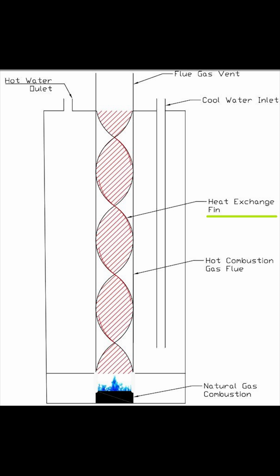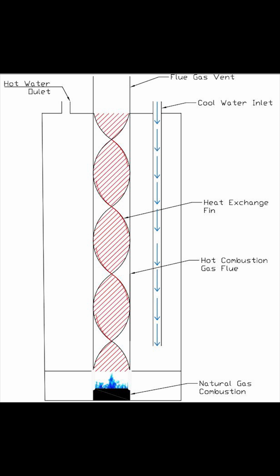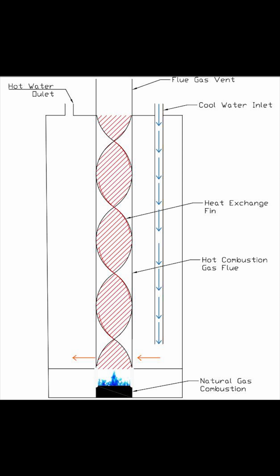Finally, we have the hot water tank itself. This is where the main water inlets and outlets are located and where the majority of water flow occurs. Unheated water enters the tank through the cool water inlet and is guided to the bottom of the tank. As the cold water interacts with the hot gas combustion flue, it begins to heat up.